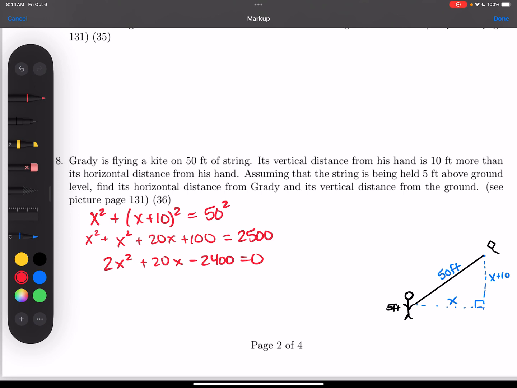Now, I can use the arch method and factor it here, but it would be much easier if I factor out a 2 from everything because they're all even. So taking the 2 out, I would be left with x squared plus 10x minus 1,200. Because of the 0 on this side, this 2 that's being multiplied is just going to cancel out, because 0 divided by 2 is 0. So I'm left with x squared plus 10x minus 1,200.